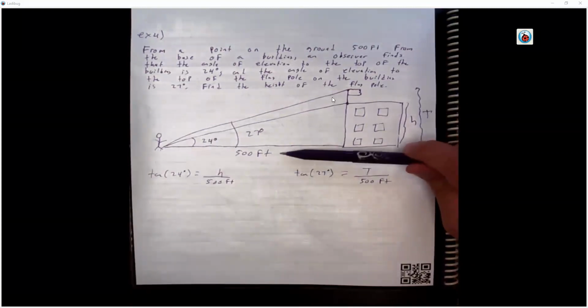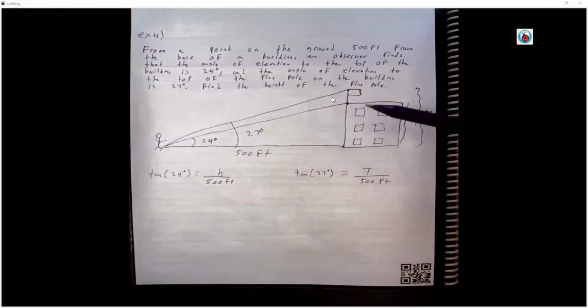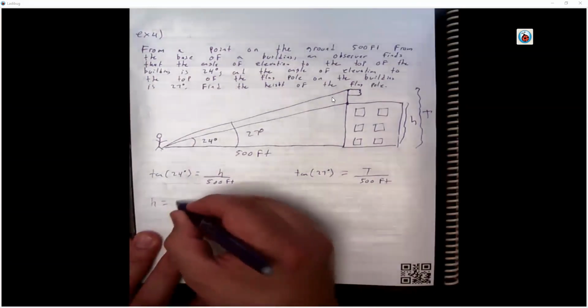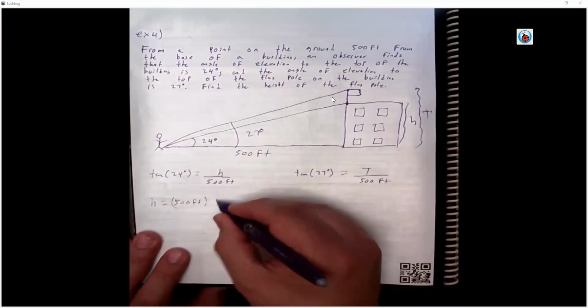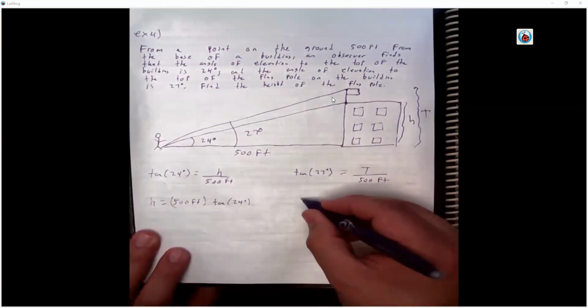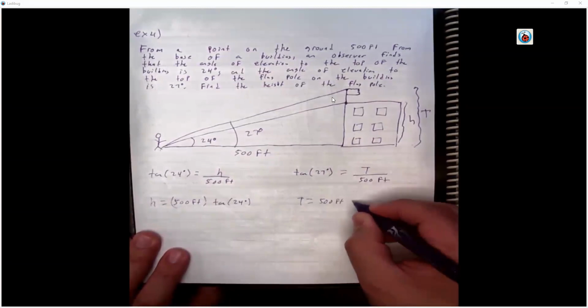tangent. Okay. If they would have asked for distance, tangent still would have worked, but you might have gotten away with a different one. One might have been a little easier. Anyway, let's solve for height. We're going to get 500 feet times tangent. Solve for H. Capital T is 500 times tangent.